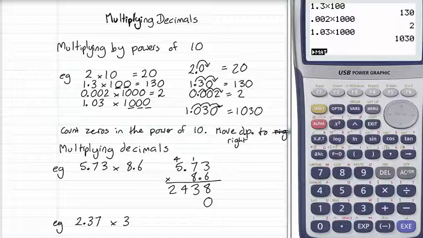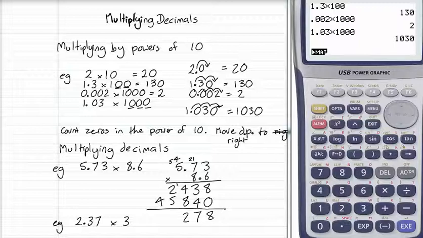8 times 3, 24. 8 times 7, 56, 57, 58. 8 times 5 is 40, so I've got 45. Add up all our numbers. 4 plus 8 is 12 there, carrying the 1.